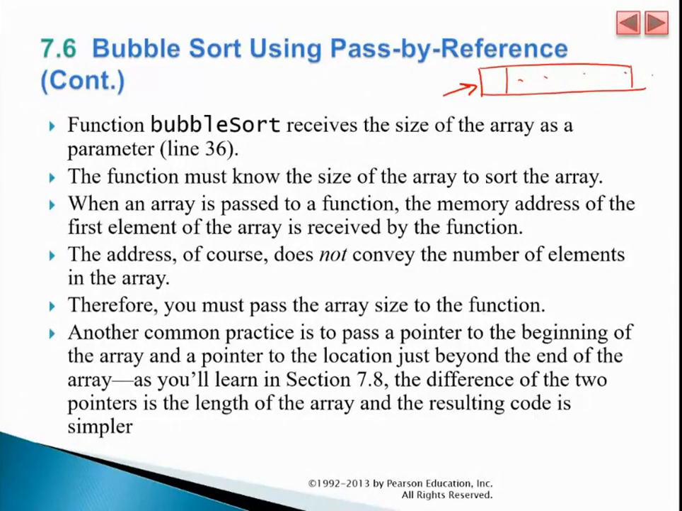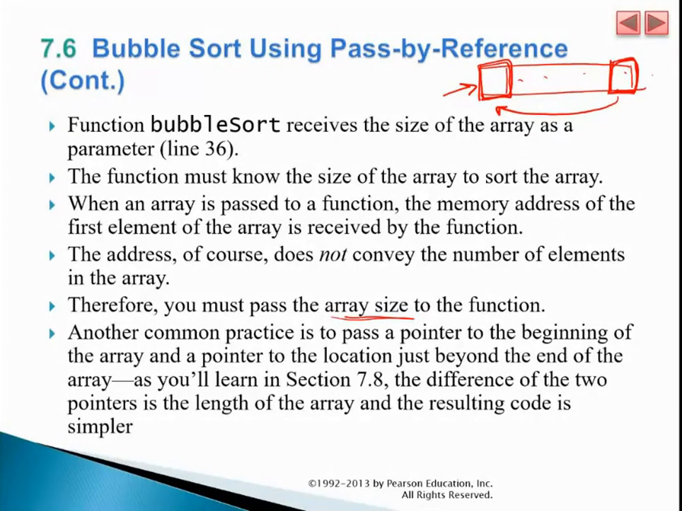So this is the first thing, that we have to pass the size. Now another common practice is to pass a pointer to the beginning of the array and a pointer to the location just beyond the end of the array. In the main function, when you are calling, you can pass the first element address, and you can pass the last element address. If the function needs the size of the array, it can subtract this from this, something like that. And it will know what the size of the array should be, right?